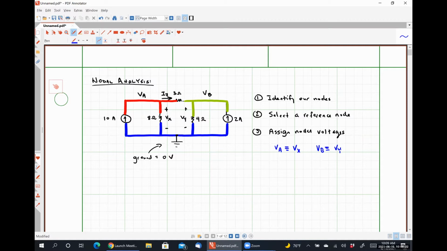Does anybody have any questions about the assigning of nodal voltages and what they represent? By all means, if something is confusing or I've explained it poorly, please tell me so that we can work through it now. I think we're good for now. Alrighty. Only for now. Okay.